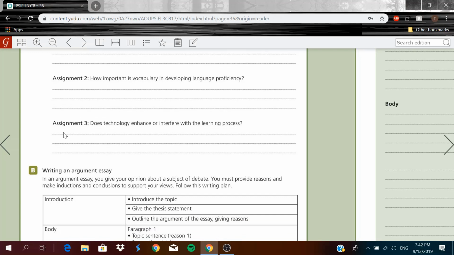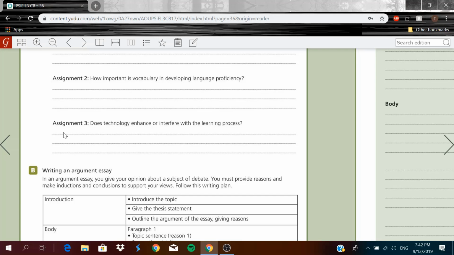Assignment number 3. Does technology enhance or interfere with the learning process? Again, another one that's entirely up to you. Do you think that technology enhances the learning process? Does it help you, or does it simply mess with you? Does it interfere with your learning process, makes it harder, tougher for you to study? What do you think? Personally, I don't think it enhances or interferes. I think it depends on the person. So I'm kind of neutral here. So I'd say technology can both enhance or interfere with the learning process.